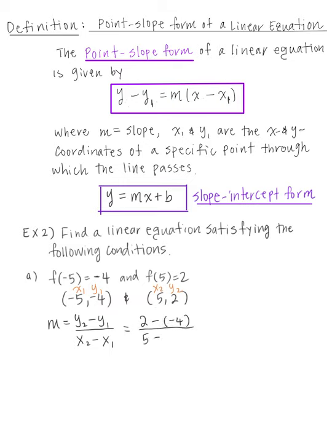Which gives us 2 plus 4, whole thing over 5 plus 5. So it looks like we're going to have 6 over 10. Always reduce your slope. So this is the same thing as 3 over 5. Let me box that because this is very important information. This is our key ingredient, which is the slope. All right, now what we're going to do is write down the point slope form. So I'm going to write it as point slope.